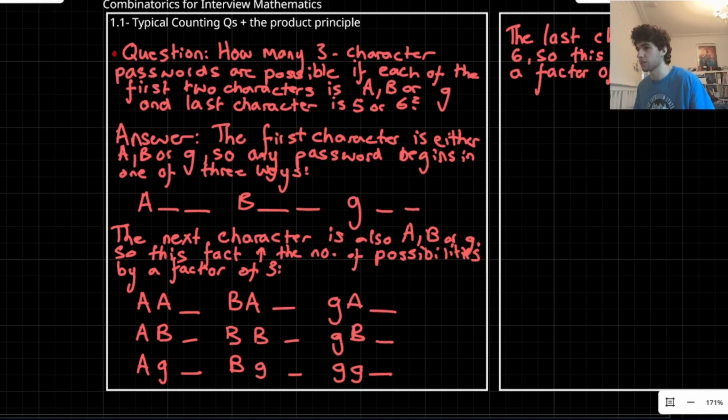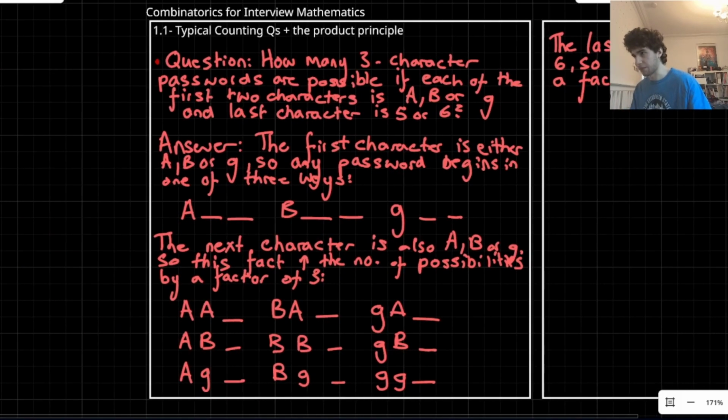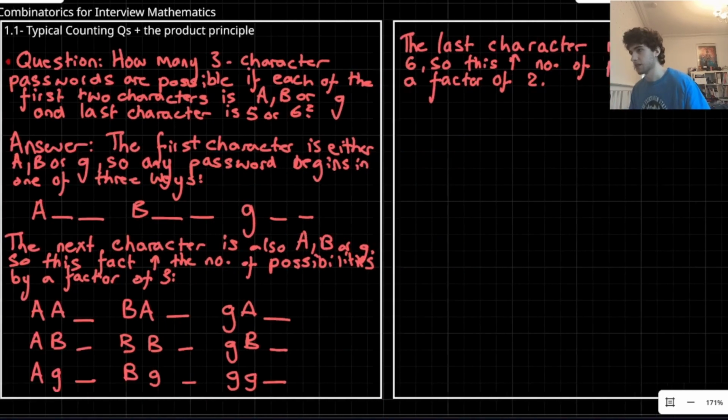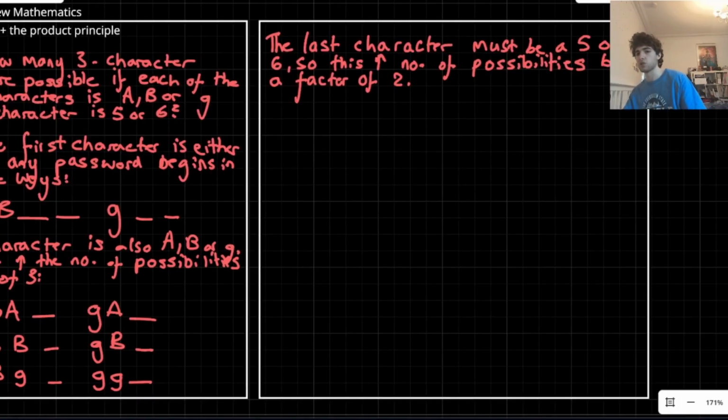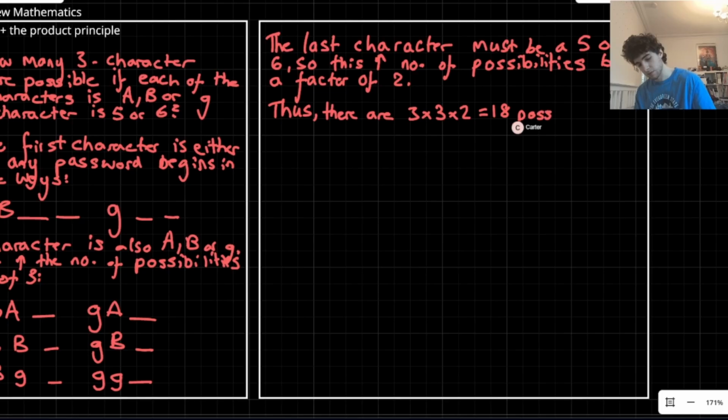Each of these 9 possibilities here will correspond to 2 possibilities, one of which the third character is 5, the other of which the third character is a 6. So I'm going to be effectively multiplying this number here, 9, by 2, to get the total number of correct passwords that I'm looking for, which is 18. And we can obviously also write 18 as 3 times 3 times 2, okay? So that's the important thing here. Thus, there are 3 times 3 times 2, which is equal to 18 possible passwords.